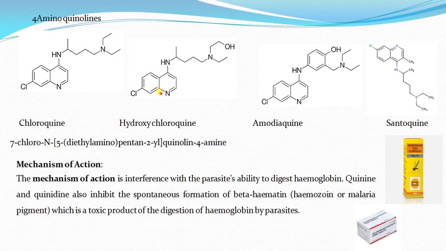So you can write the IUPAC names of hydroxychloroquine, amodiaquine, and santaquine by using this IUPAC name. Very simple. It contains the heterocyclic ring quinoline. The seventh position is what? Chloro. The fourth position is what? Amino, isn't it? And the pentane chain is there.